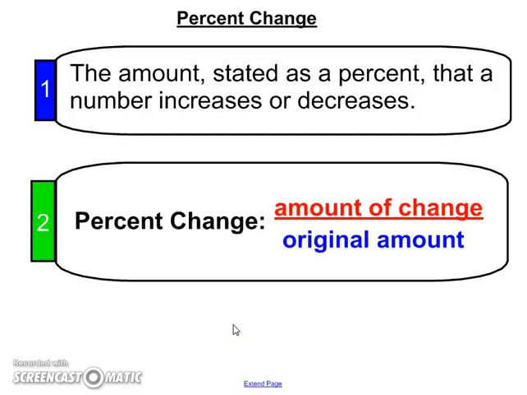Okay, and this is one you're going to want to have written down and be able to come back to it to use as you go along. Percent change is calculated by taking the amount of change and divide that by the original or the starting amount. Okay, and I'm going to show you how to deal with these as we go through here.